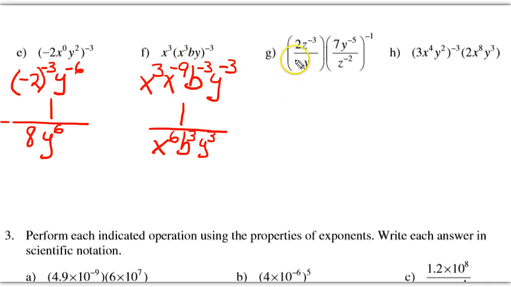Okay. Now, one of the things we may have mentioned before, and I'll get to that shortly, but let's just do this one here. This is going to be 2 over the z to the negative 3 is going to come down. The y is down already.